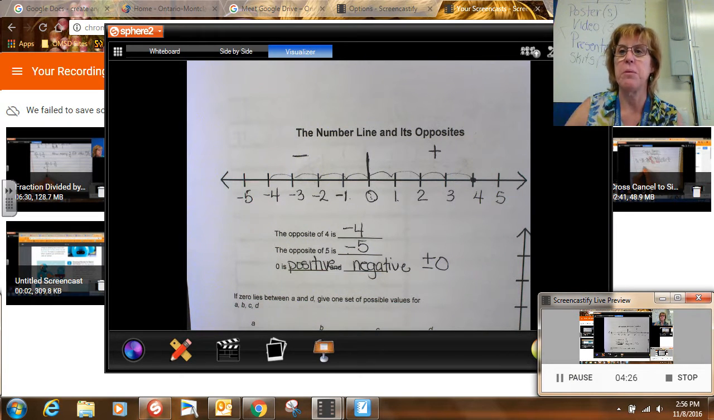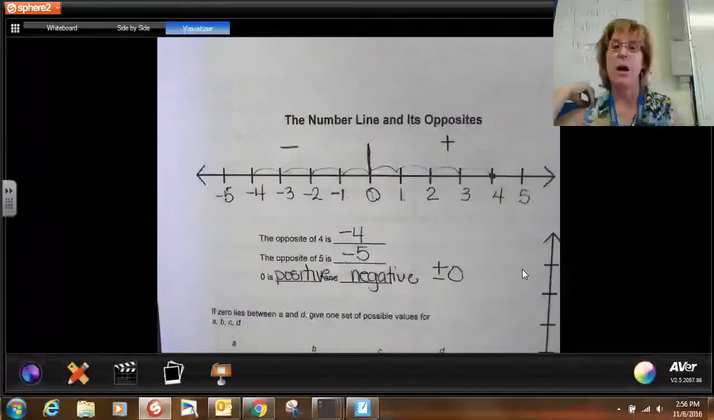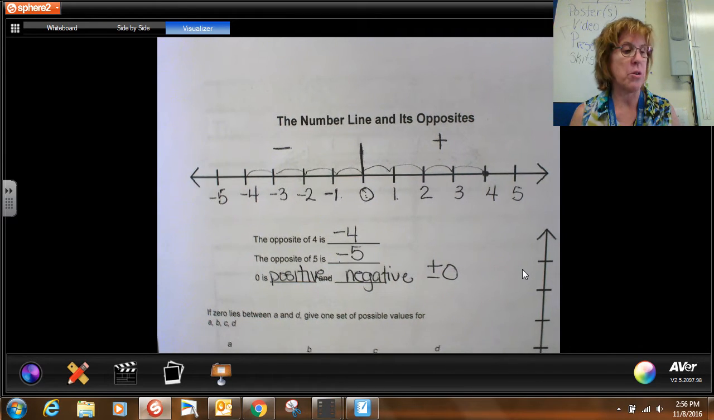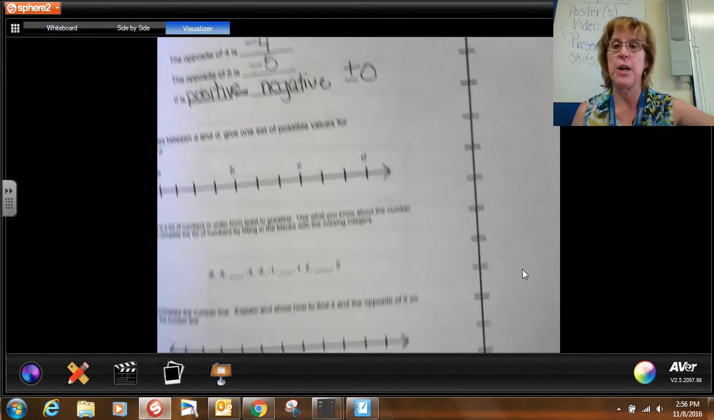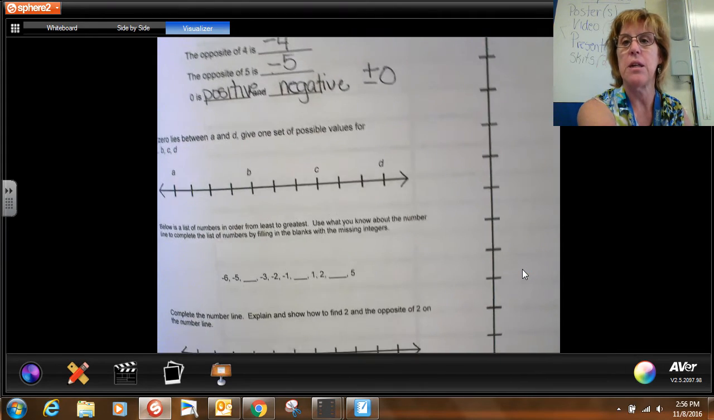Let me make this a little bit bigger so we can all see it. I think we can see it better this way. There we go. Okay, now, number lines are not only horizontal, they're also vertical. And over here on the side, I drew you guys a vertical number line. Let me zoom out a little bit so you guys can see it.